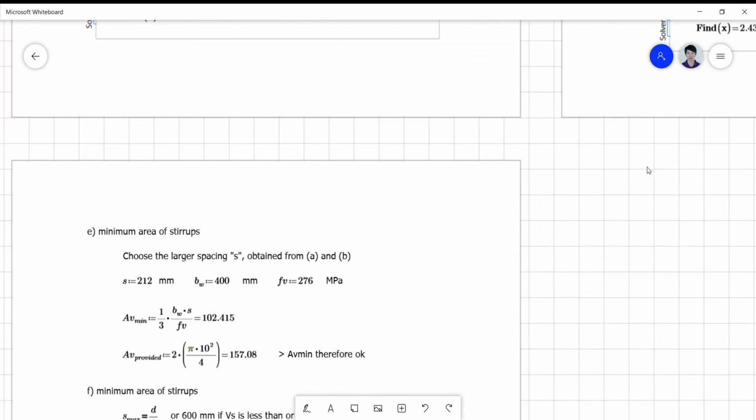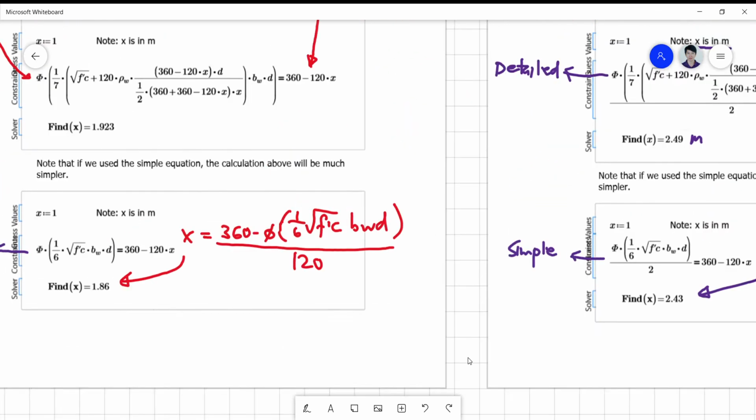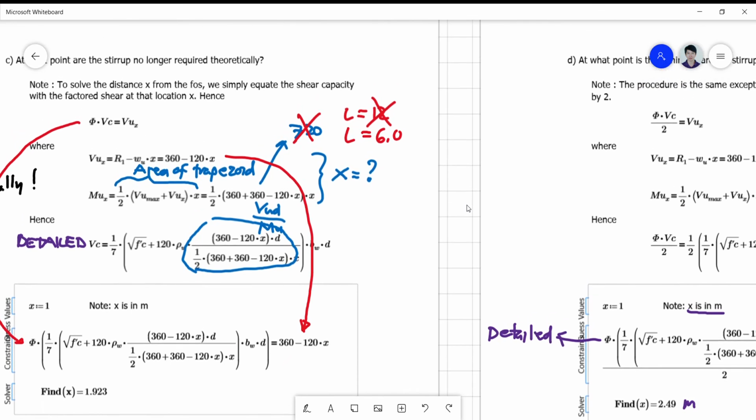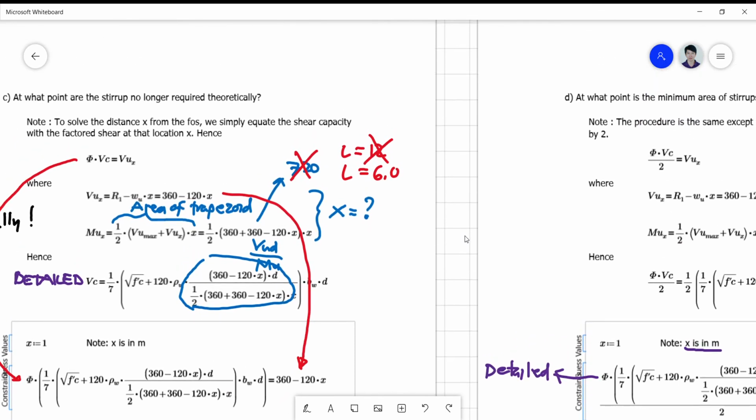So that's it for letter C and D. They are almost similar, only with some consideration in the code requirement that they became different. So thank you. For now, we will be discussing the requirements for letter E and F in the next video.